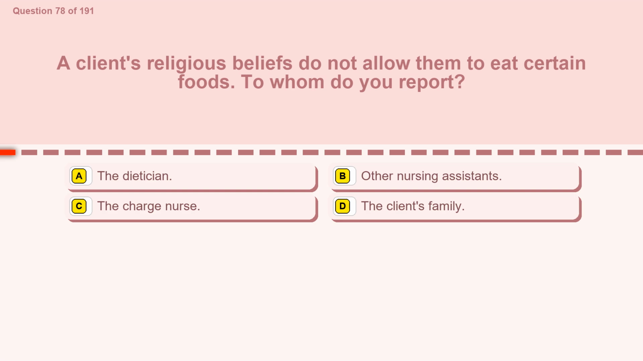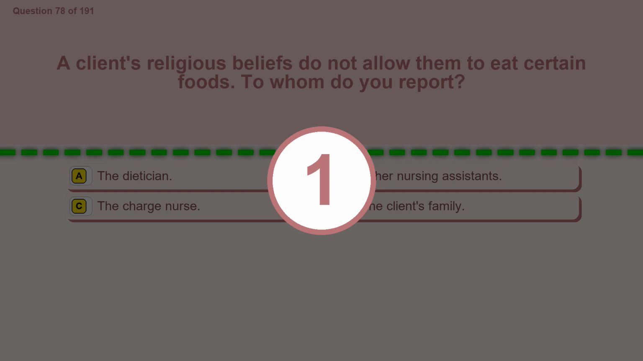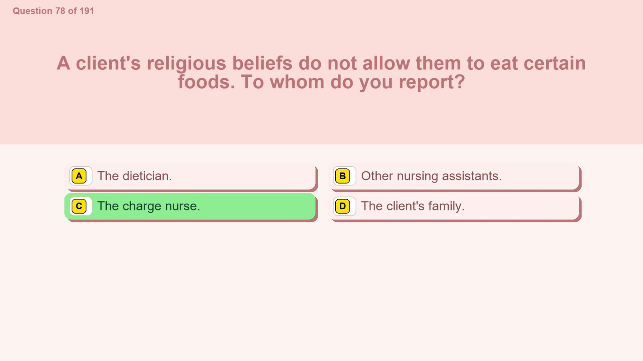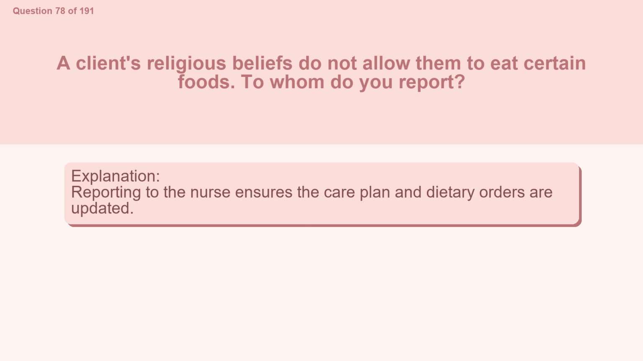Question 78. A client's religious beliefs do not allow them to eat certain foods. To whom do you report? Option A, the dietitian. Option B, other nursing assistants. Option C, the charge nurse. Option D, the client's family. The correct answer is option C, the charge nurse. Reporting to the nurse ensures the care plan and dietary orders are updated.